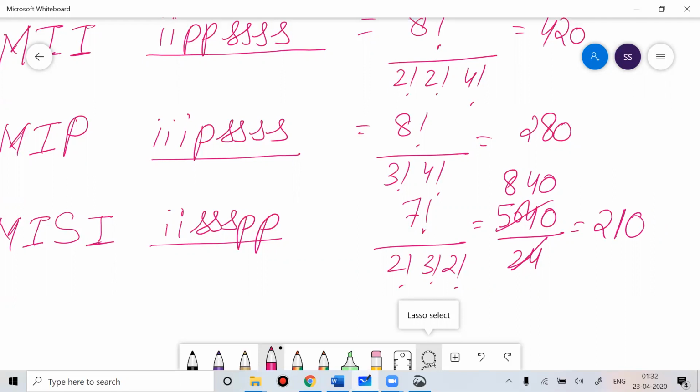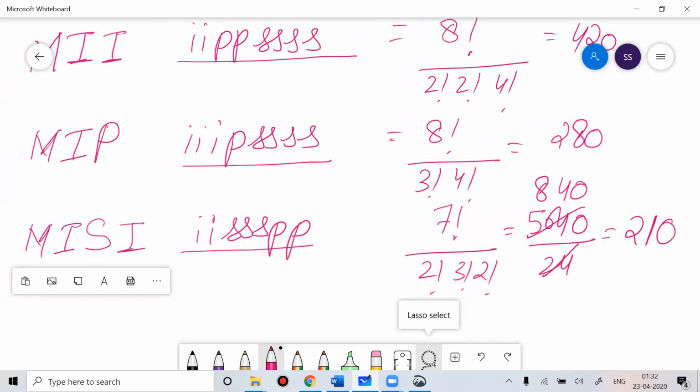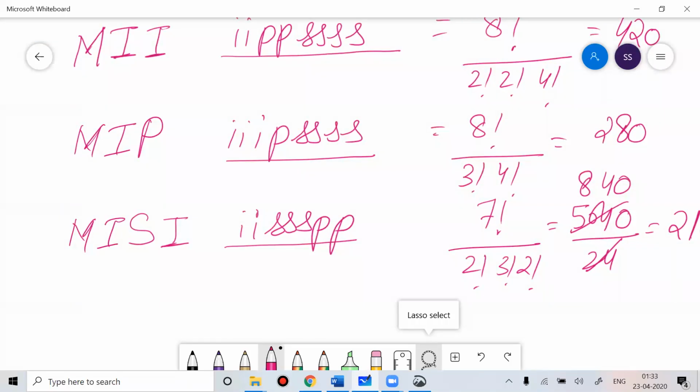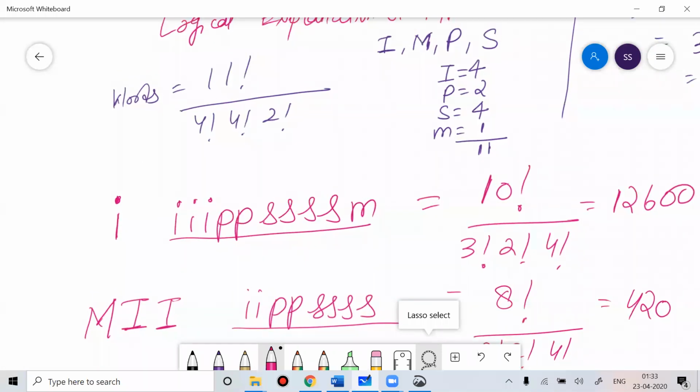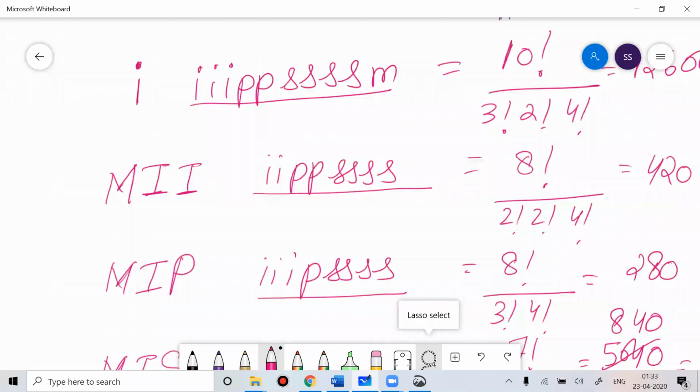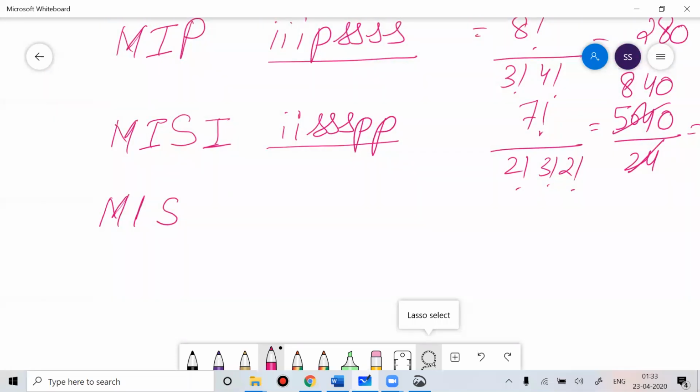Okay, now after MISI, total 11 letters are there. Here 2 I's, you got 1, 2, 3, 4, 5, 6, 7, 8, 9, 10, 11. Now after MISI, after I, what letter comes? M comes. After M, what comes? P. After I, M comes. After M, you will get P.